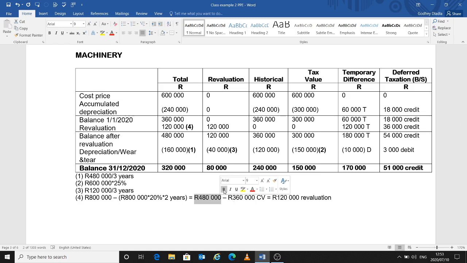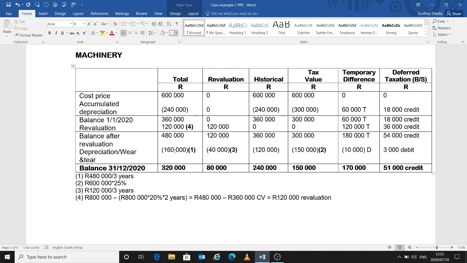Then I will compare it to the carrying value at that time, which is this one, 360. So I will say 480 minus 360, the carrying value at that time, it tells me the revaluation is 120. Right, which is what we've put there. Then it takes the new carrying value to 480. If you divide 480 by 3, it will then give you 160.